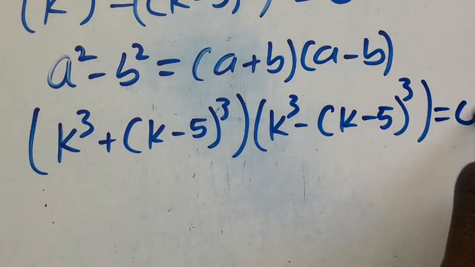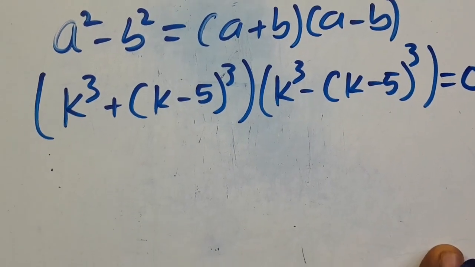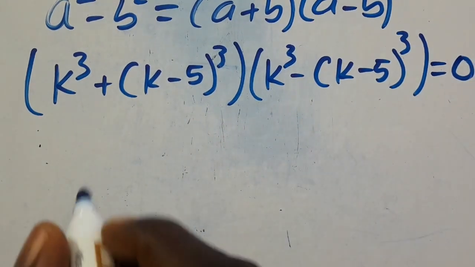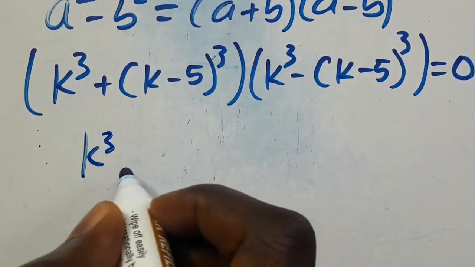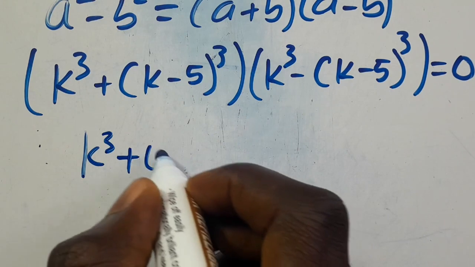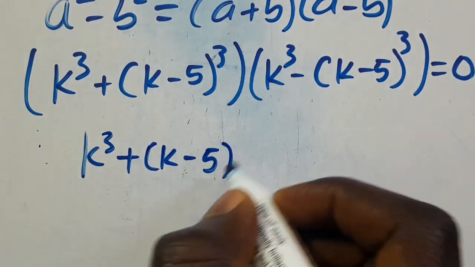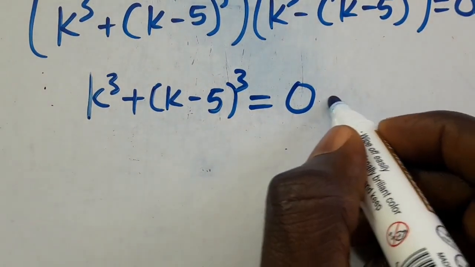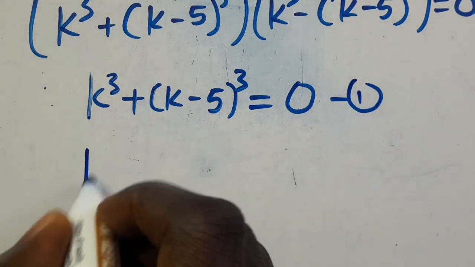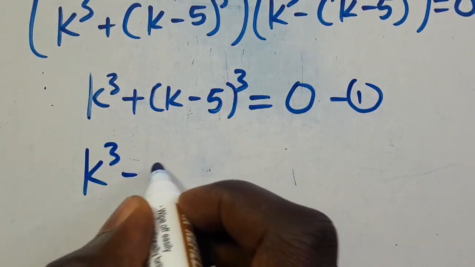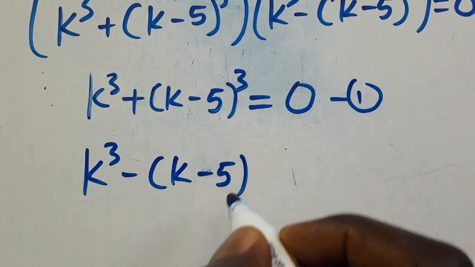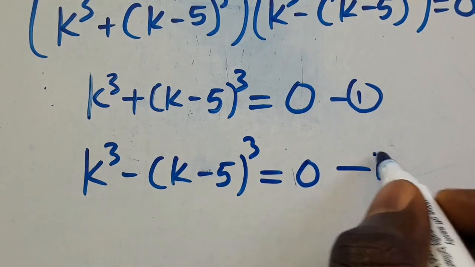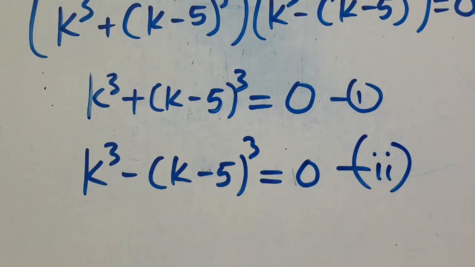So we set everything equal to 0. What we are trying to say here is that for this particular expression to be equal to 0, either we have k to the power of 3 plus (k minus 5) to the power of 3 equals 0. We can say this is case 1, or we have k to the power of 3 minus (k minus 5) to the power of 3 equals 0. We can name this as case 2. Then let's solve case 1 first.